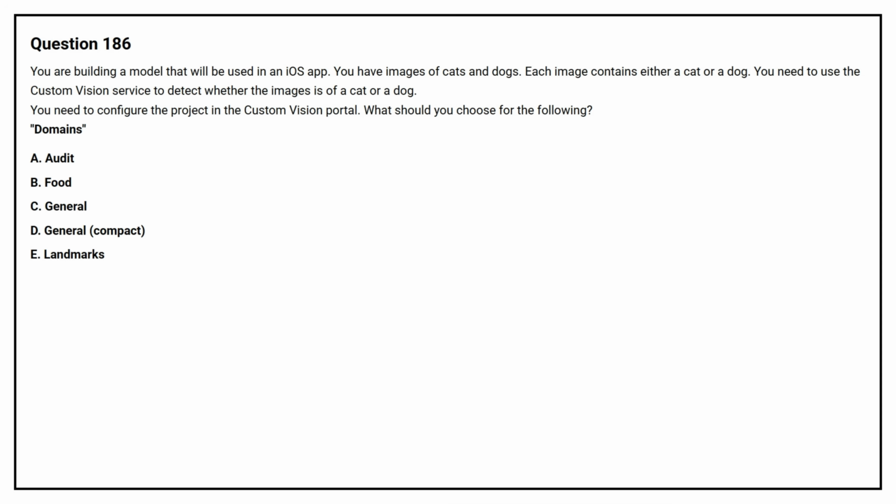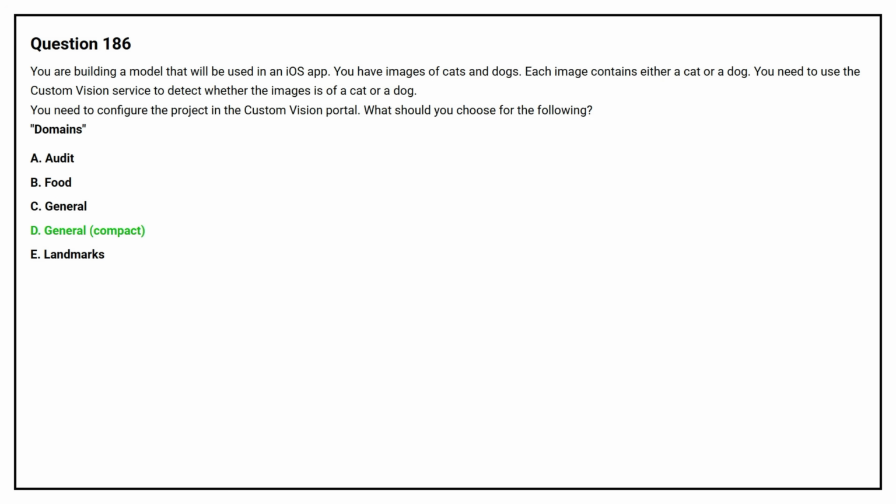Domains. Option A, audit. Option B, food. Option C, general. Option D, general compact. Option E, landmarks.